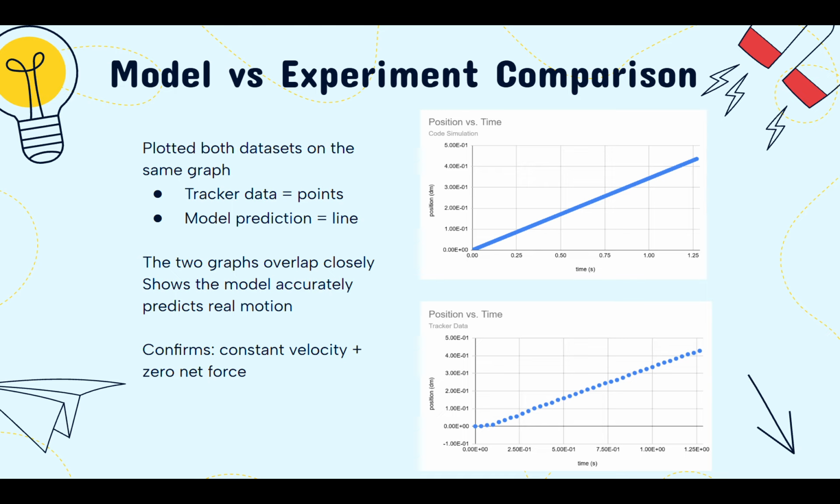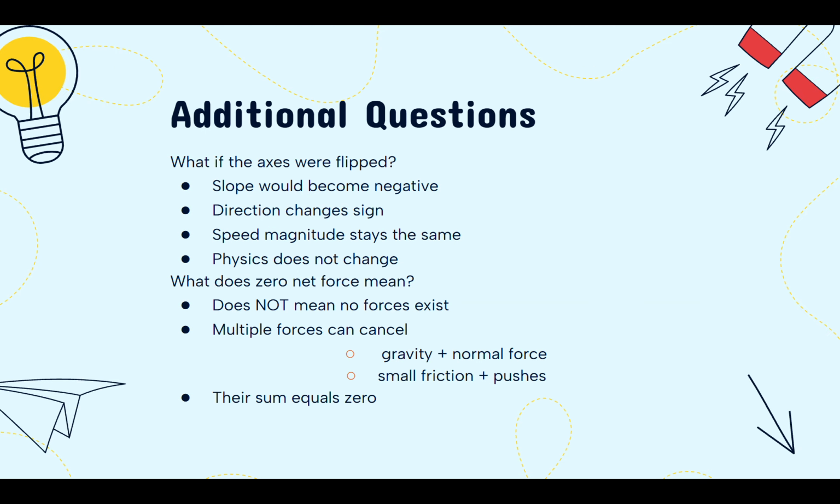The additional questions, one being, what if the axes were flipped? The slope would become negative and the direction changes sign. The speed magnitude stays the same and the physics does not change. The only thing that would change would be the direction.